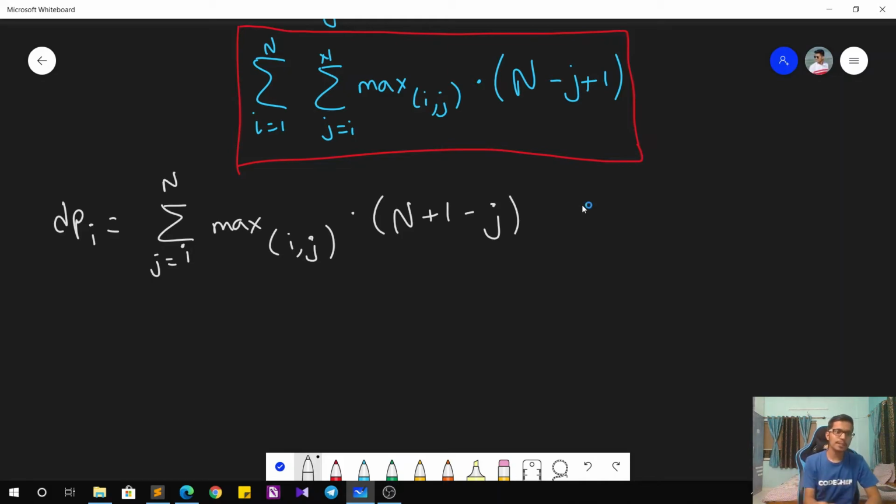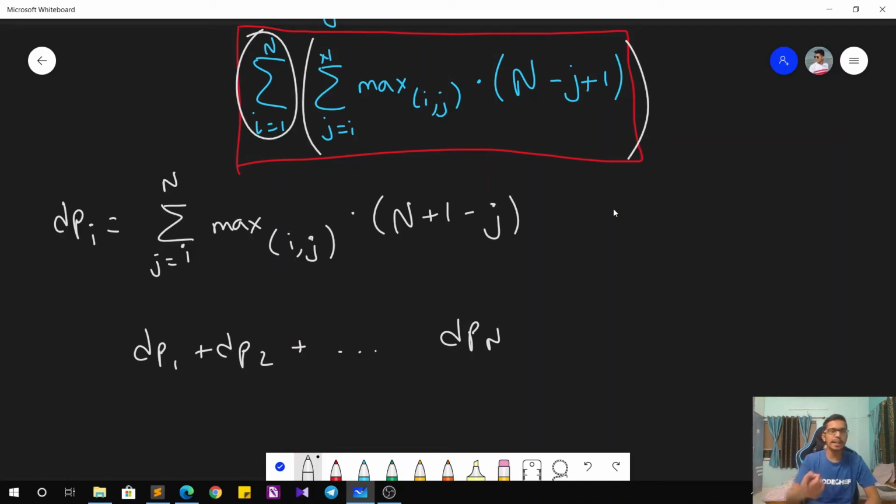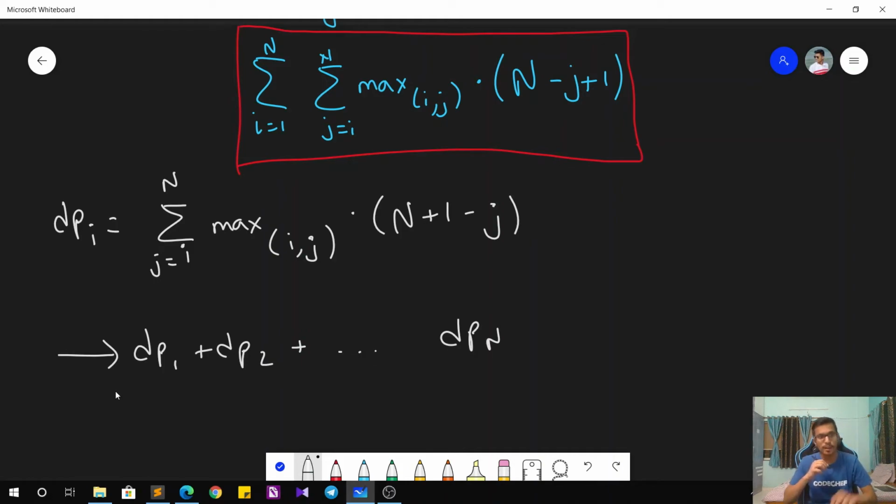My final answer is basically now dp of 1 plus dp of 2 all the way up to dp of n, because this is just the outer summation, right? Outer summation and inner summation is basically dp of i. So my final answer is now going to be the summation of all the values present in the dp array. But for that we need to calculate these values individually.